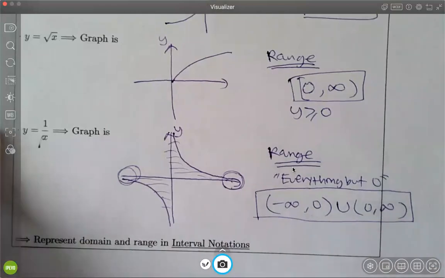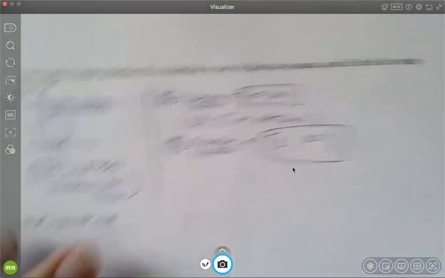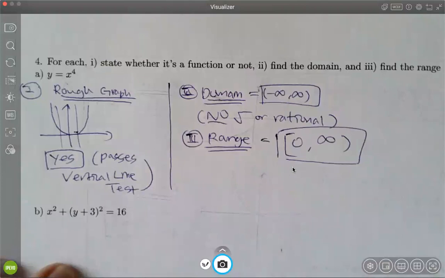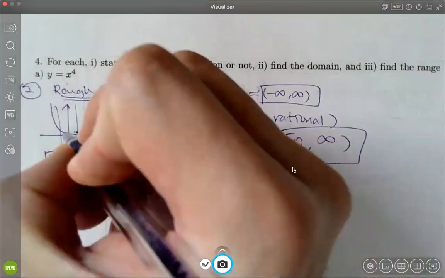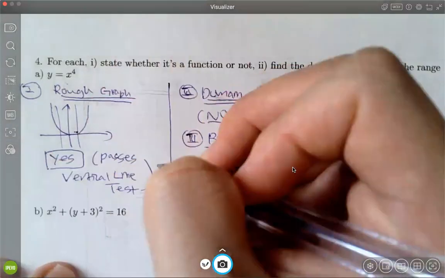Okay, so on this one, it touches the x-axis, but it doesn't cross it. That's why it's a bracket. Yes, so this one, the graph touches the x-axis, but it doesn't go across. So that's why it's the bracket.